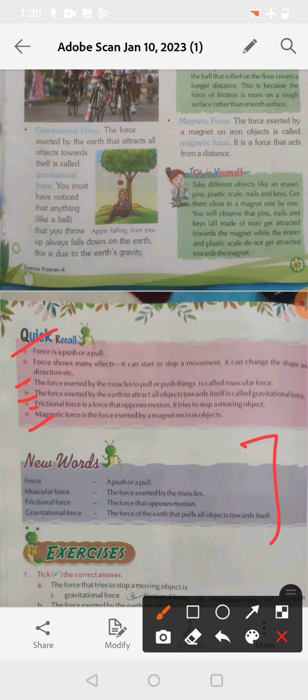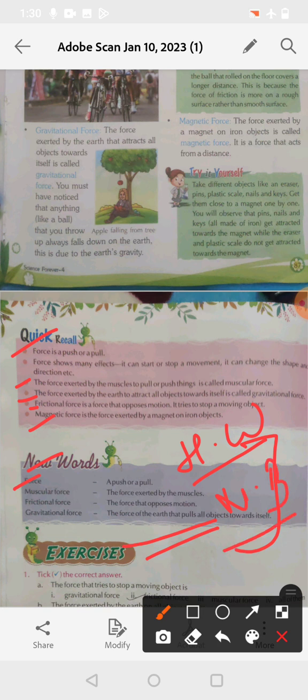Now, these new words. Here you can see 4 new words are given. That is force, muscular force, frictional force, and gravitational force. These 4 also you have to do in homework. Okay, that activity which is given in the starting of the chapter, that also you have to do in homework, and this also you have to do in homework in your notebook. Okay, now the remaining portion, means the exercises. Take the correct option, true and false, and the other things we will complete in the next video.